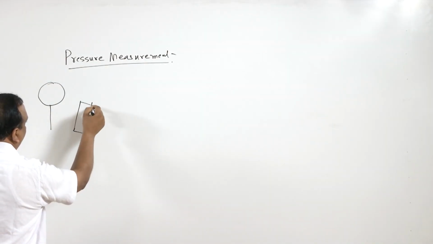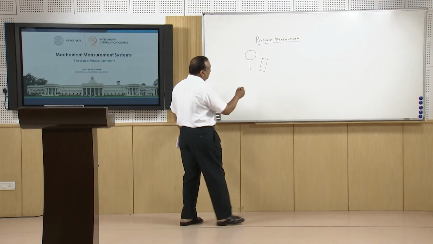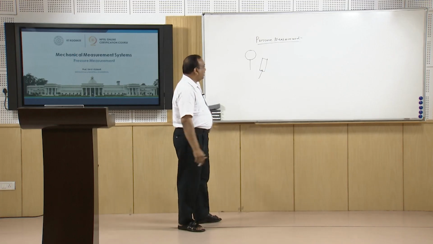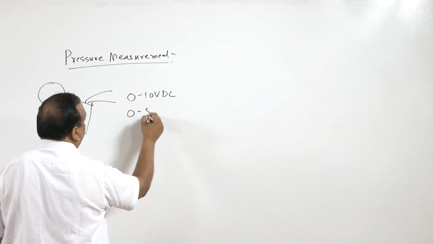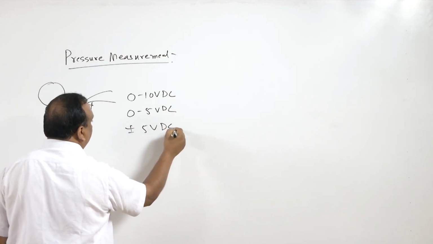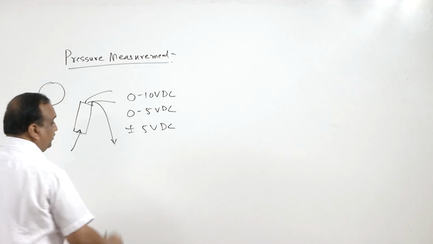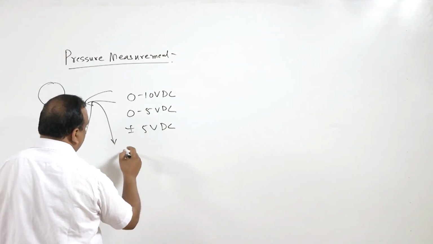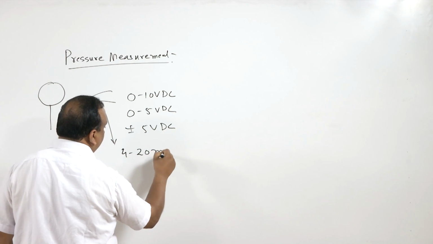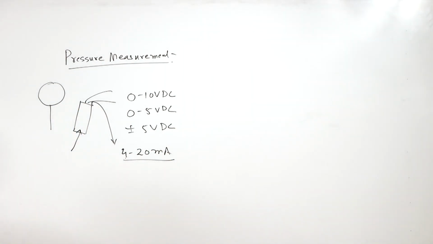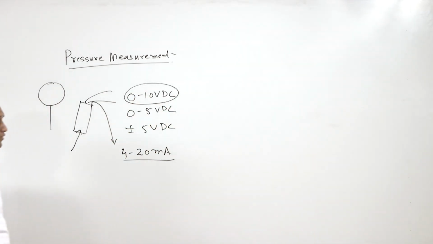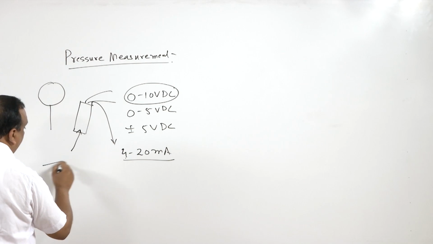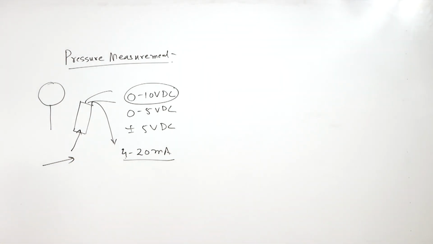These transducers, if you go by input and output, the input to these transducers is pressure, and the output we get in two forms, either 0 to 10 volt DC normally. It can be 0 to 5 volt DC also, or plus minus 5 volt DC also. And if the pressure has to be transmitted to a far off location, then normally current type of output is preferred, that is 4 to 20 milliamperes of output. The output from the transducer goes to the data acquisition system, and this output range is calibrated for the input pressure range on a linear scale, and that is how the pressure measurement is done.